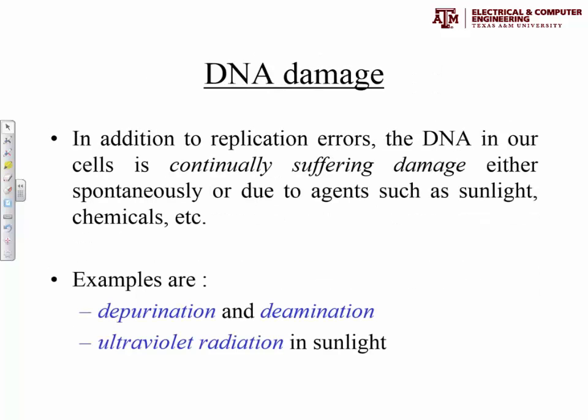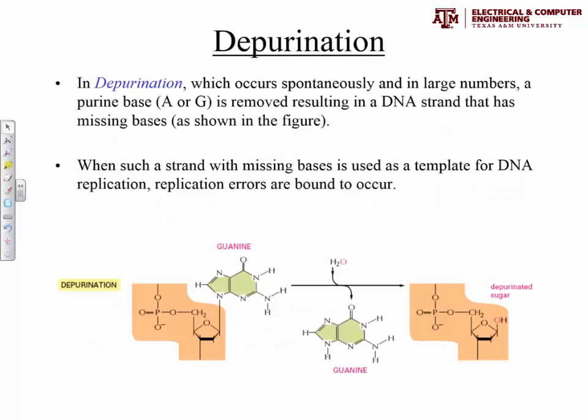Now, in addition to errors during DNA replication, the DNA in our cells is continually suffering damage, either spontaneously or due to agents such as sunlight, chemicals, etc. Examples are depurination and deamination. Depurination means you lost a purine, right? Adenine and guanine, A and G are purines, right? Deamination means you lost an amino group. And another example is ultraviolet radiation in sunlight. So let me show you what happens.